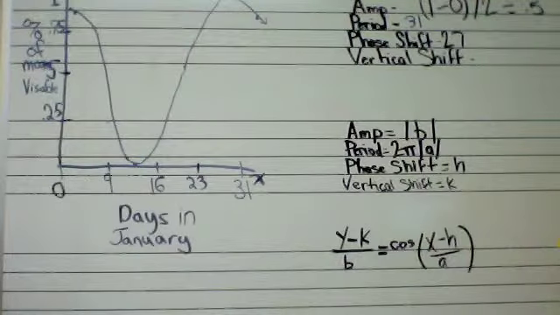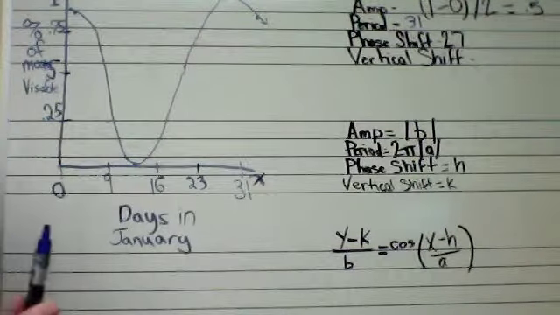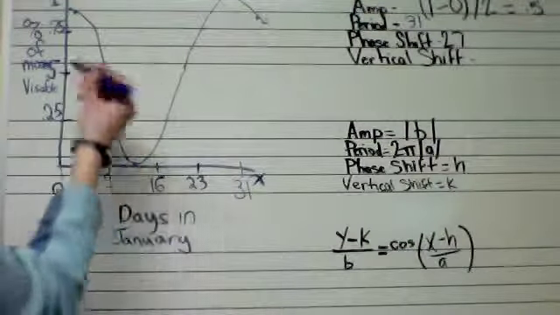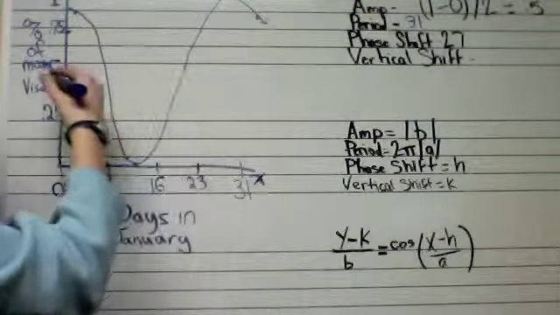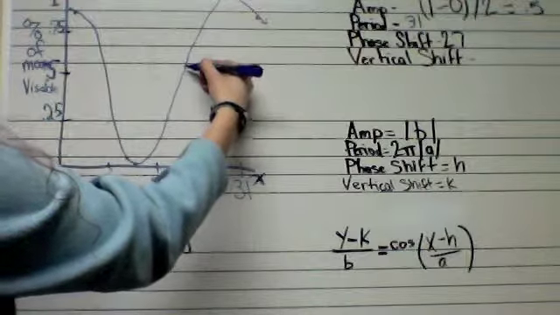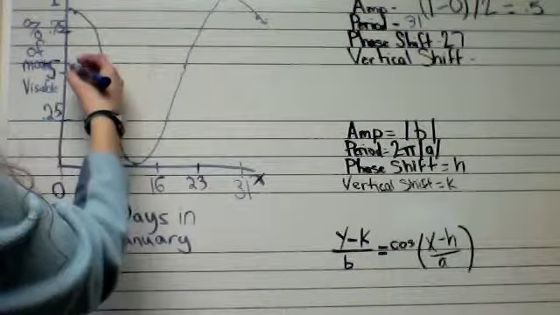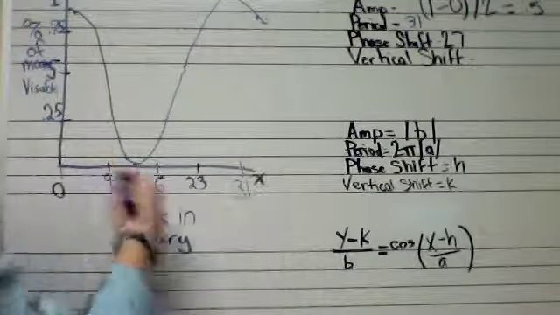The vertical shift is how much the graph has moved vertically from the original cosine graph. Originally, the x-axis went straight through the middle point right here. But now the middle point is 0.5 above the x-axis. So our vertical shift is 0.5.